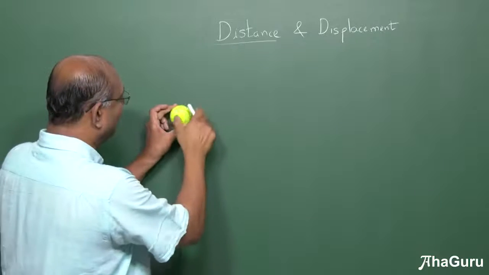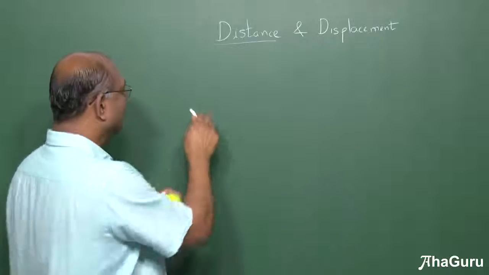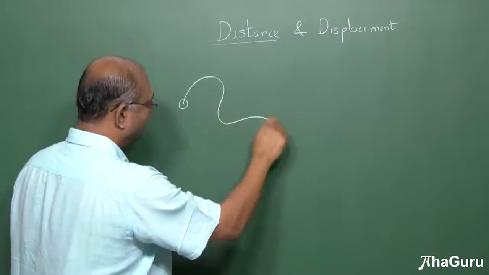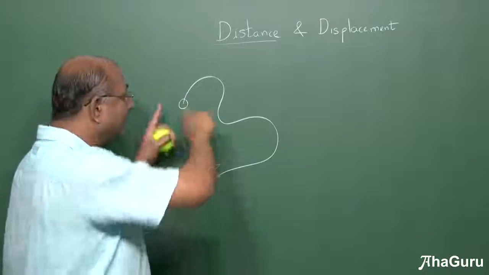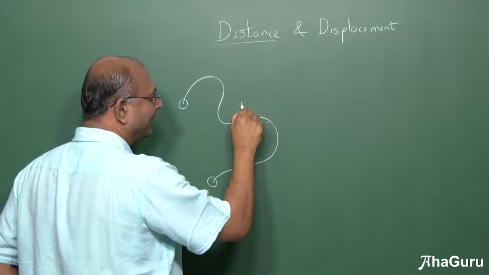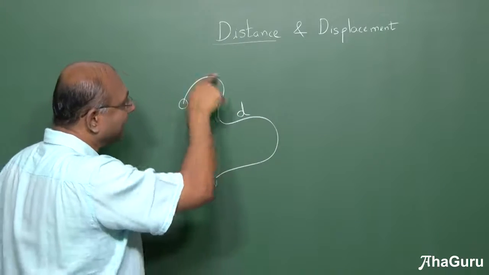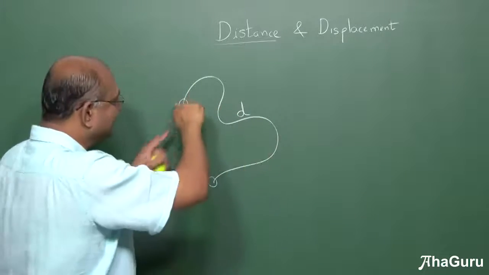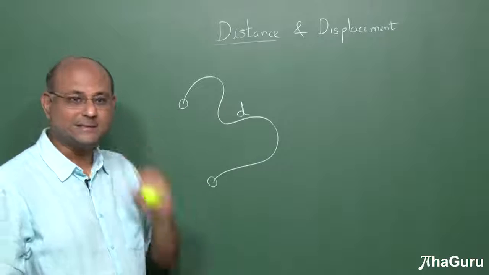Now suppose I take this ball and this ball moves like that. Now this ball has a distance that it has traveled. I will use the symbol d. What is distance? It is the length of this path. So if you measure the length of this path, you will get distance.